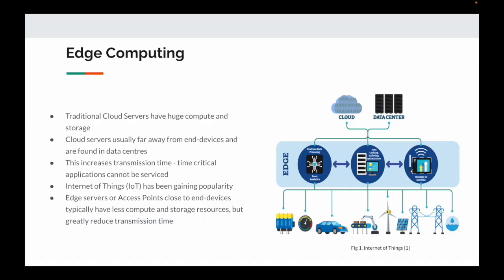Traditionally, cloud servers are massive servers that are found in faraway data centers. This increases the transmission time, and hence time-critical applications cannot be serviced by them. But recently, there has been the advent of Internet of Things, and along with it, the concept of edge servers or access points, which are smaller servers that are deployed close to end devices. Hence, transmission time is reduced greatly.